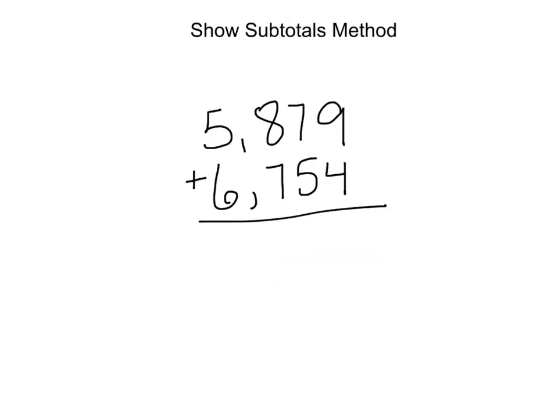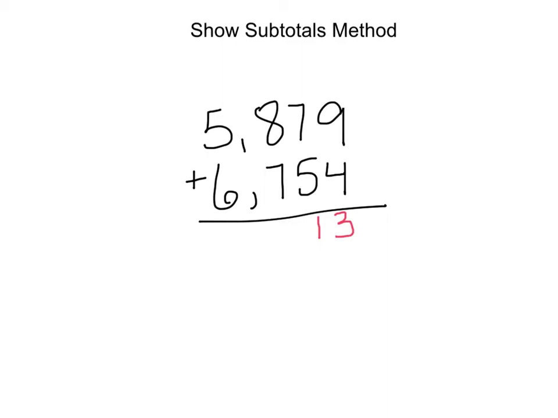Now, the third method I want to show you looks a little bit different. This one is called the show subtotals method sometimes, although I often think of it as a place value based method, because here we're not going to do the same amount of regrouping that we did in the first 2 methods. Let's start again with the ones place. That's fine. 9 plus 4 is 13. Now don't panic, because I'm going to write 13 right down here.